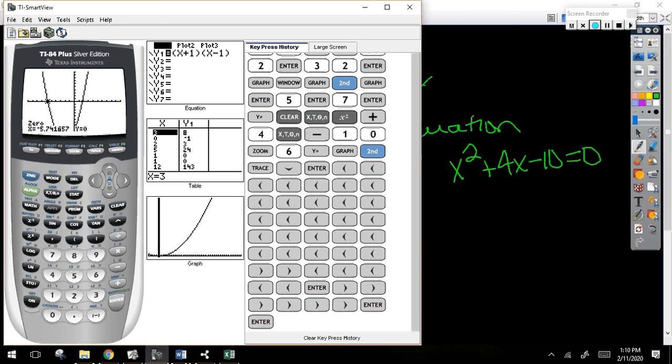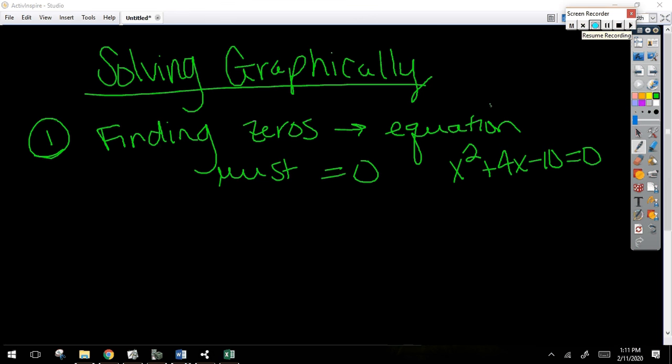Let me just pause this. Y'all do the second point. Calculate the second point and make sure you get 1.74. Do it now.